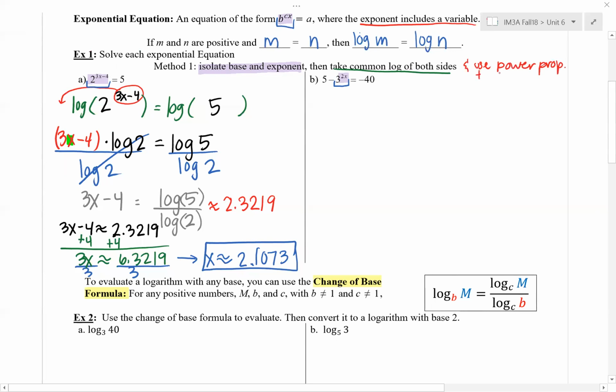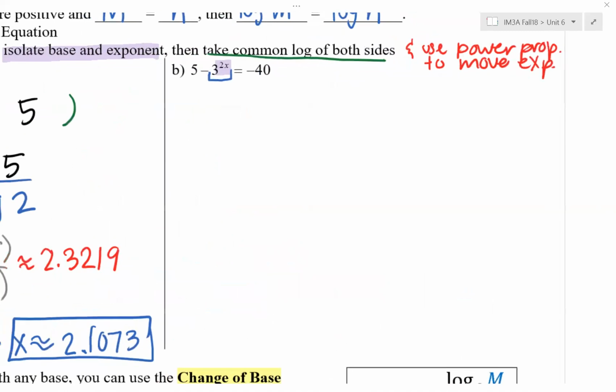Move our exponent so that we could then solve for x. Okay, so this one's going to be a little bit longer, so I'll write a little bit smaller than I did in that one so that we can have some space. So big idea, again, we want to get that purple thing by itself.